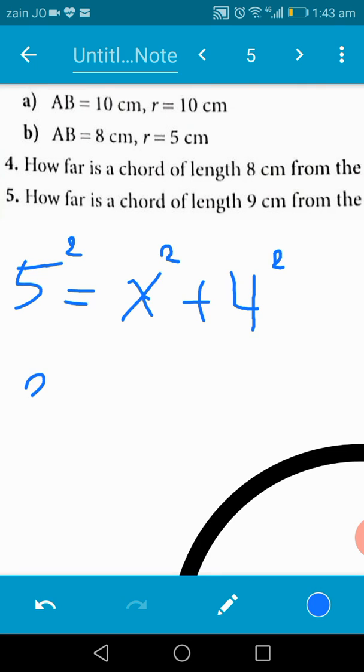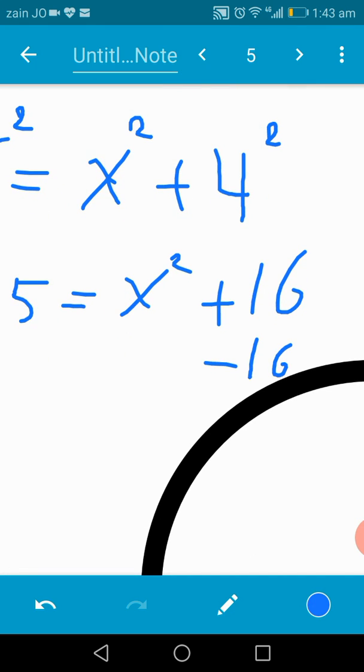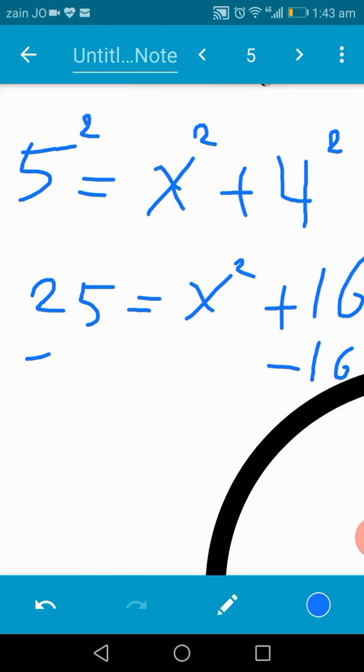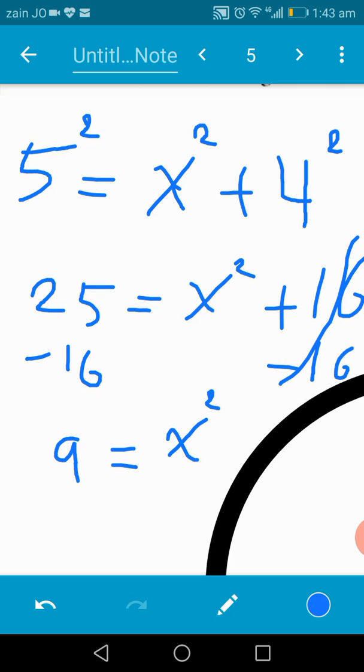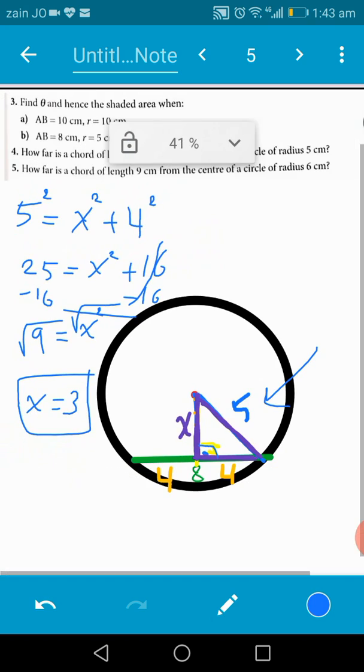It becomes 25 equals x squared plus 16, minus 16. So I get x squared equals 9. Take the square root here, the square roots cancel. So x is 3 centimeter. x is 3. So this is the answer of this question.